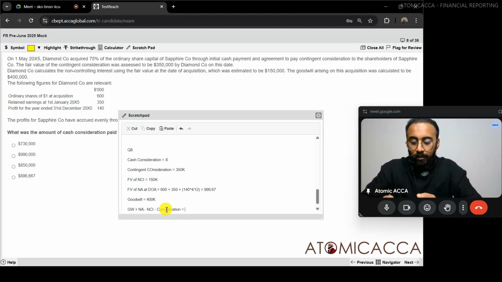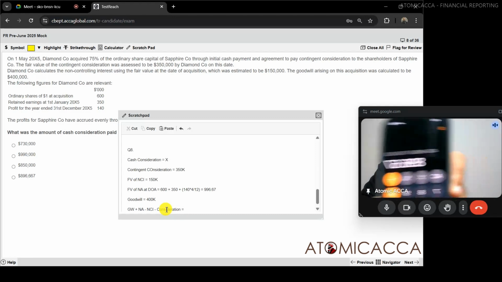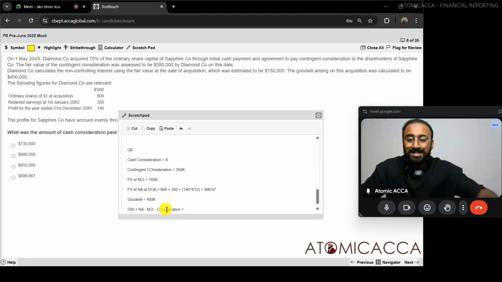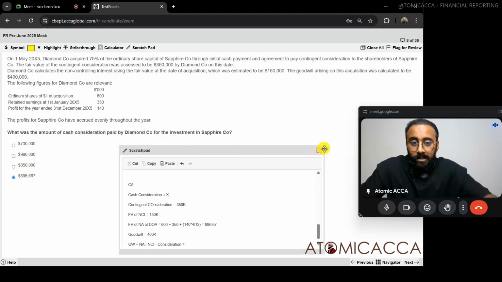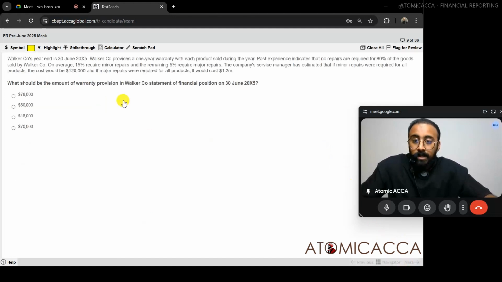That will be equal to 400,000 plus net assets of 996.67, minus NCI of 150,000, minus consideration of 350,000. That gives me the answer 896.67. So 896.67, we have the answer over here. That is option D. Let's go to the next one.